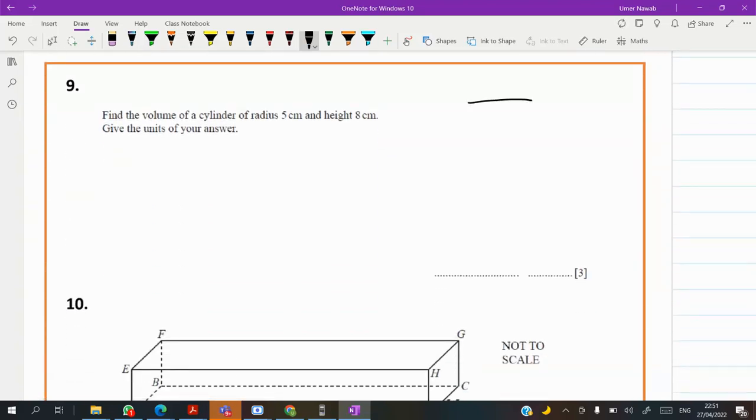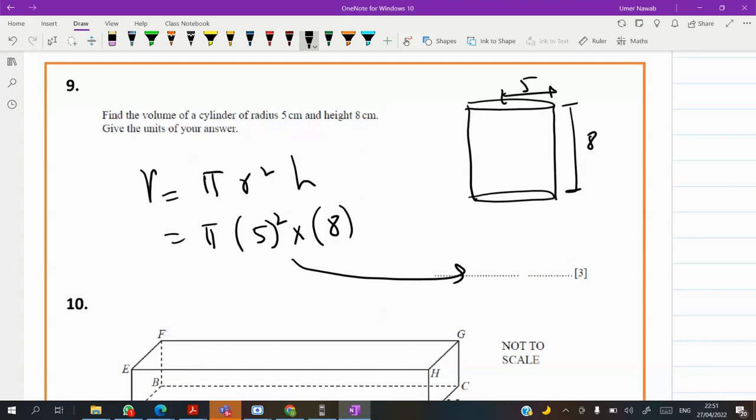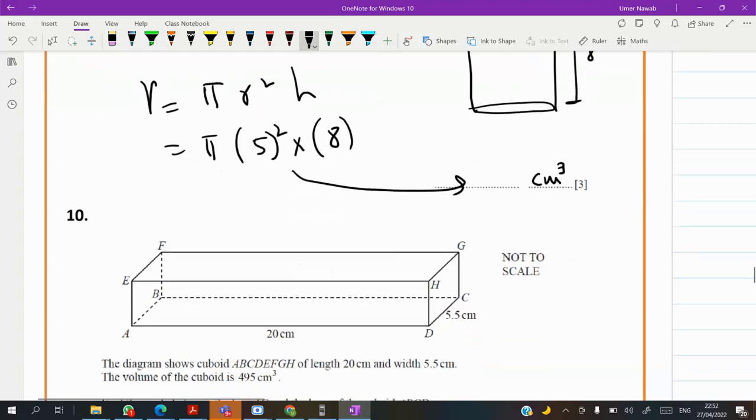Volume of a cylinder. This is your cylinder. Radius is 5. Height is 8. Volume is pi r squared h. Pi, radius is 5 squared, and the height is 8. And you get your answer. Don't forget your units will be centimeter cubed.